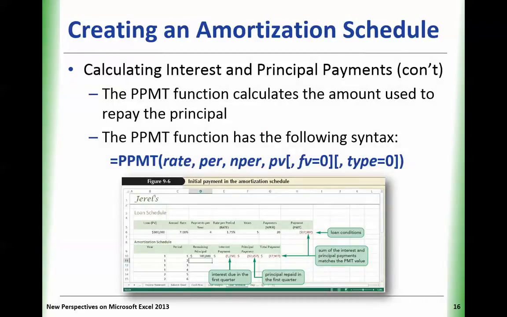To calculate the interest and principal payments, the PPMT function calculates the amount used to repay the principal. The PPMT function has the following syntax: PPMT, rate, per, nper, PV, FV 0, type 0.